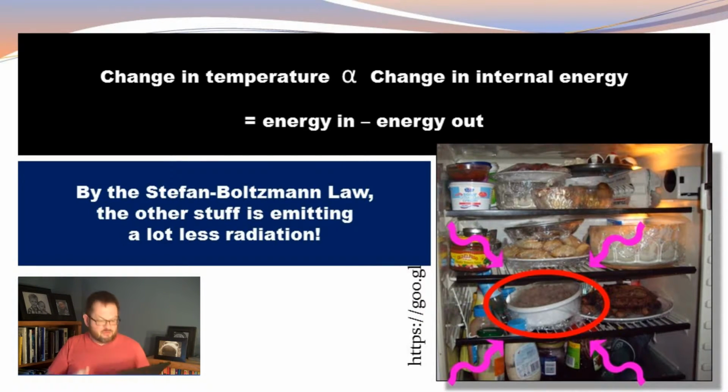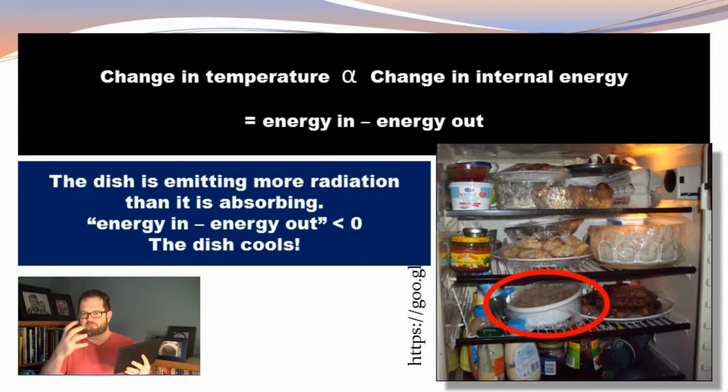Now, all that stuff around it, the salsa, the mayonnaise, the cake, whatever's in there, is also matter. It's also giving off radiation, but by Stefan-Boltzmann's law, we know it's not giving off all that much. So, because these objects around it are giving off less radiation, our hot pan or pot there is receiving less energy from its surroundings. It is having less energy coming in than the amount of energy that is going out. So energy in minus energy out is a negative number.